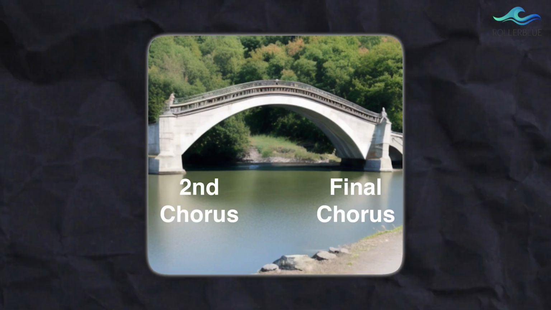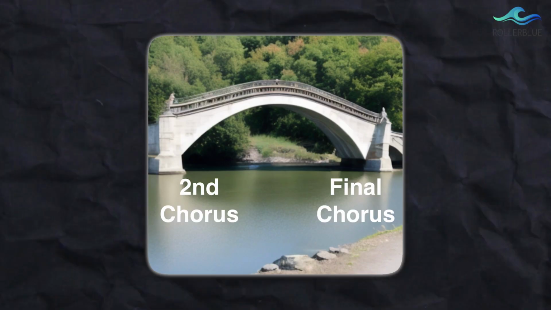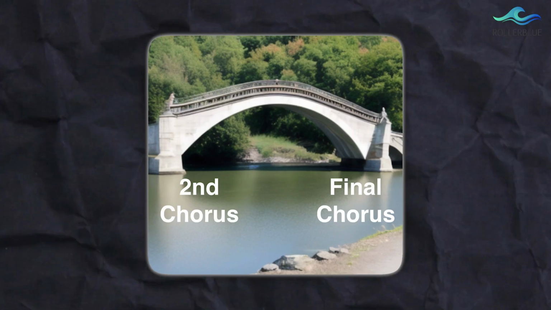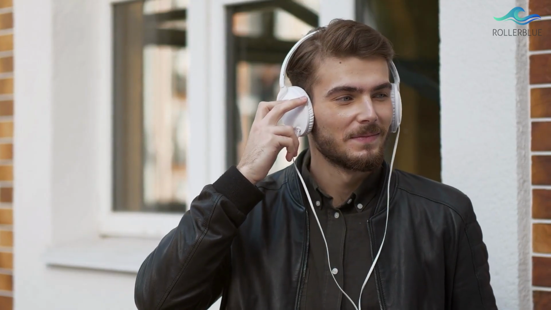Typically appearing around two-thirds through a song and between the second and final chorus, a bridge provides contrast and a temporary departure from the main theme. Bridges often introduce a new melodic, harmonic, or rhythmic element, which builds anticipation for the song's finale.